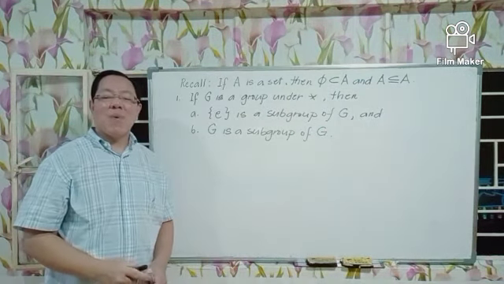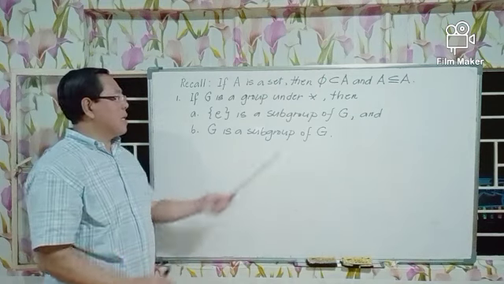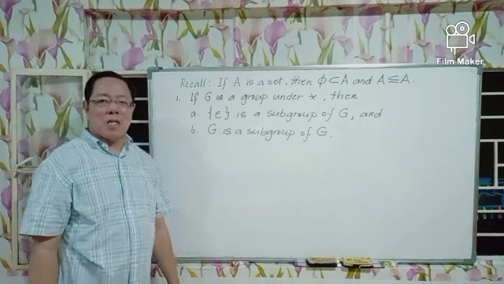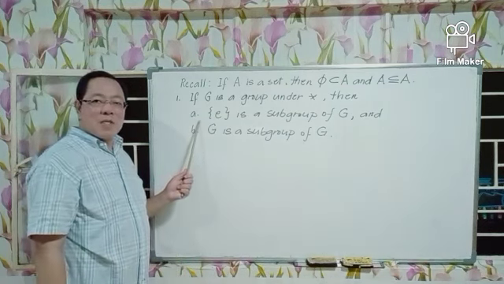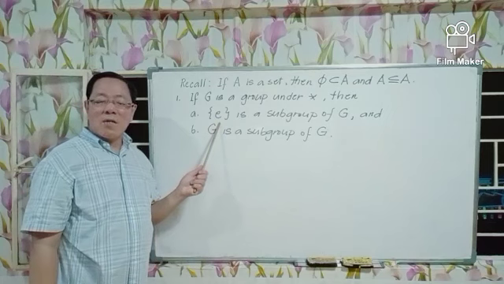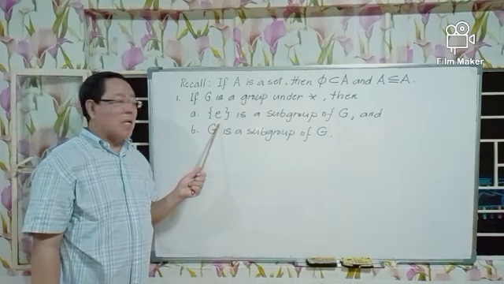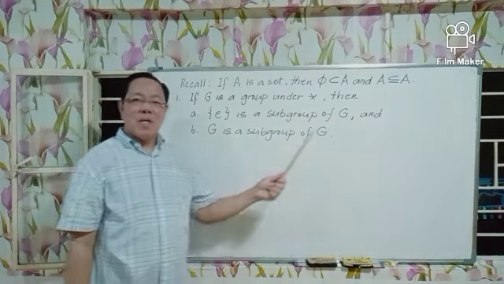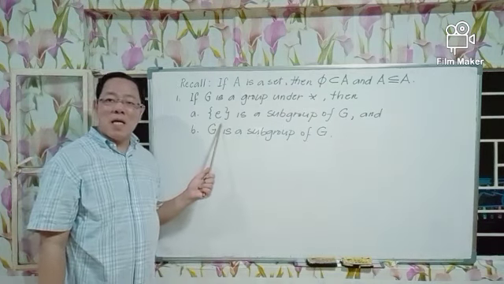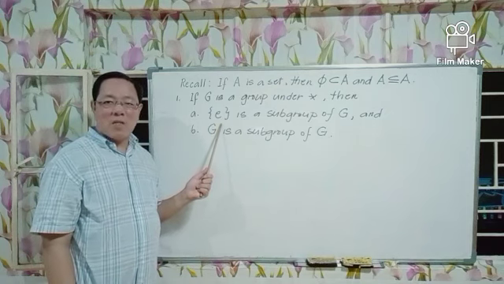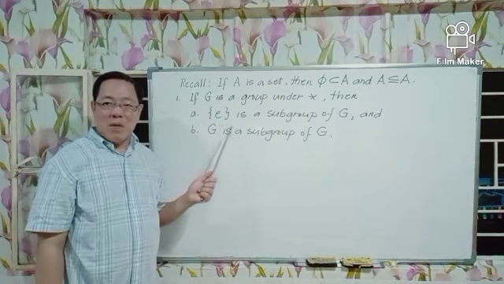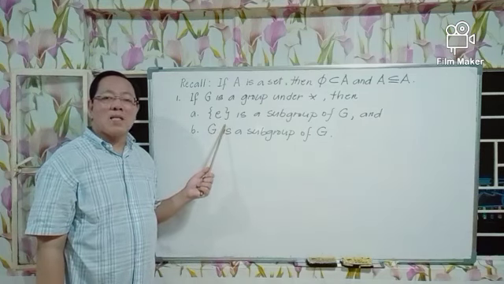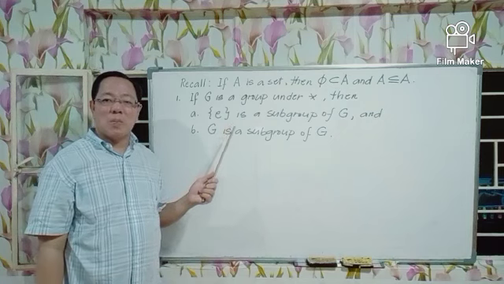For our first example, if G is a group under the binary operation star, then two subgroups of G are, first, the set containing only the identity element of G under the binary operation star is a subgroup of G. And this set containing only the identity element under the binary operation star is what we call the trivial group. In this example, it is referred to as a trivial subgroup of the group G.